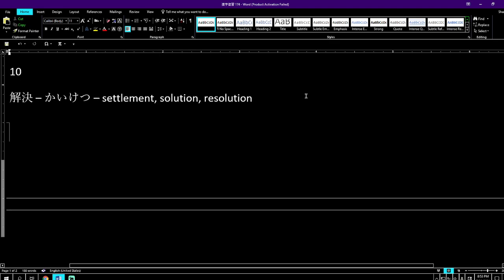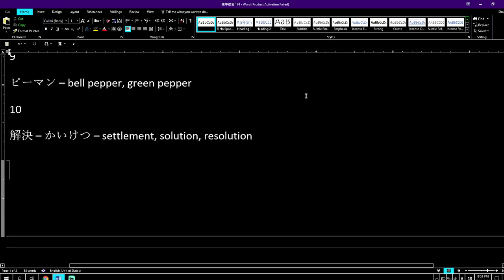Number 10 is kaiketsu, a settlement, a solution, or a resolution. On the left side, we have a solving of something or an untangling of something. On the right side, we have a decision. So when something is decided by the decisions of those involved, it is a resolution or a settlement. Kaiketsu is a resolution or a settlement.